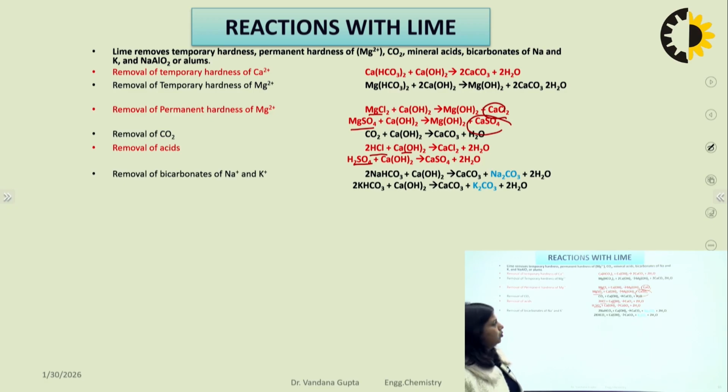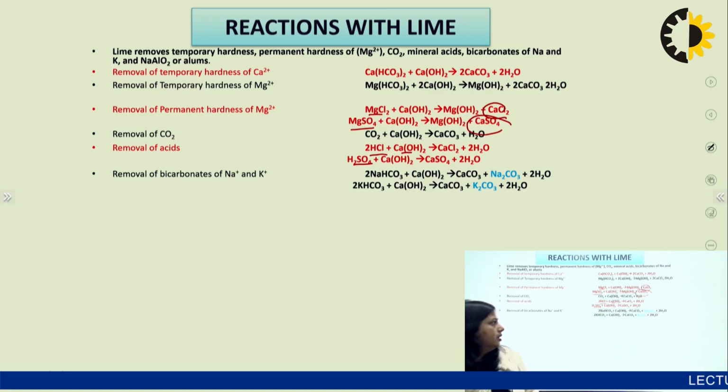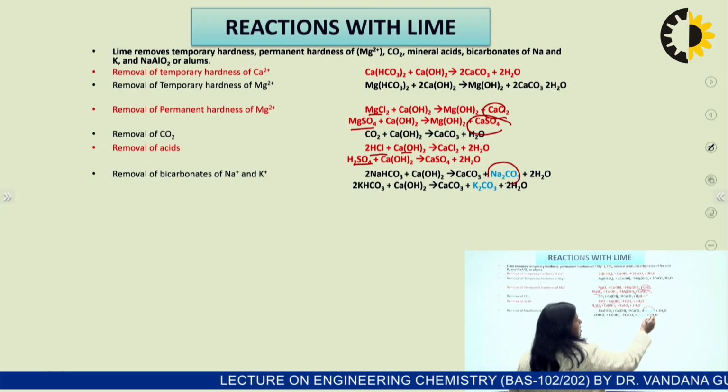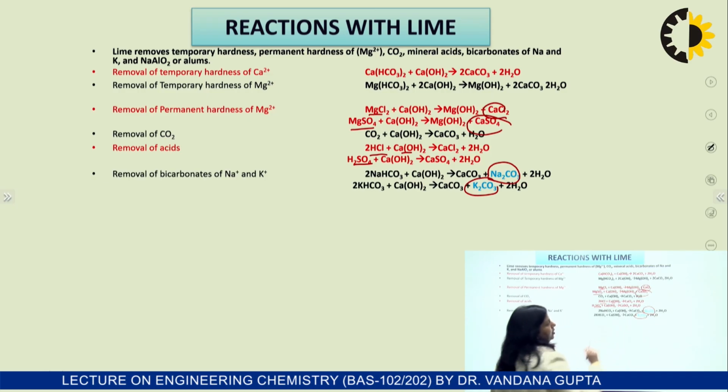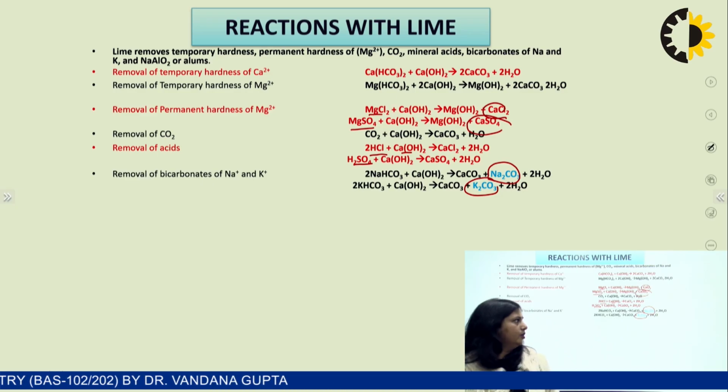Lime can remove bicarbonates of sodium and potassium. Sodium and potassium salts of bicarbonates can be easily removed by lime because insoluble calcium carbonate is formed by this reaction. But we can see clearly sodium carbonate is also formed in this reaction. So this amount of sodium carbonate has to be subtracted also in the soda calculation.